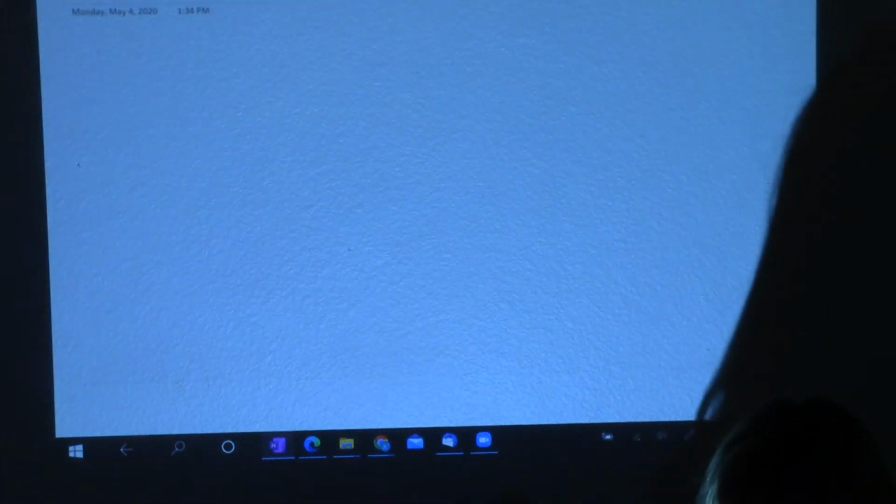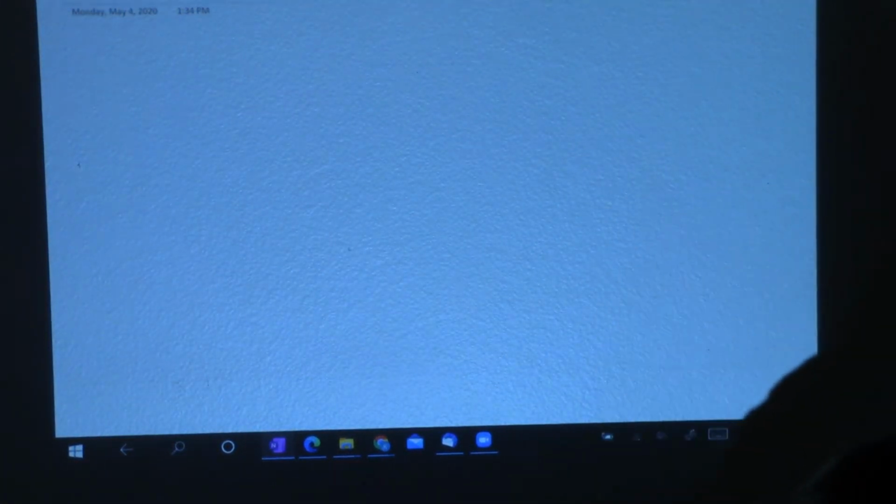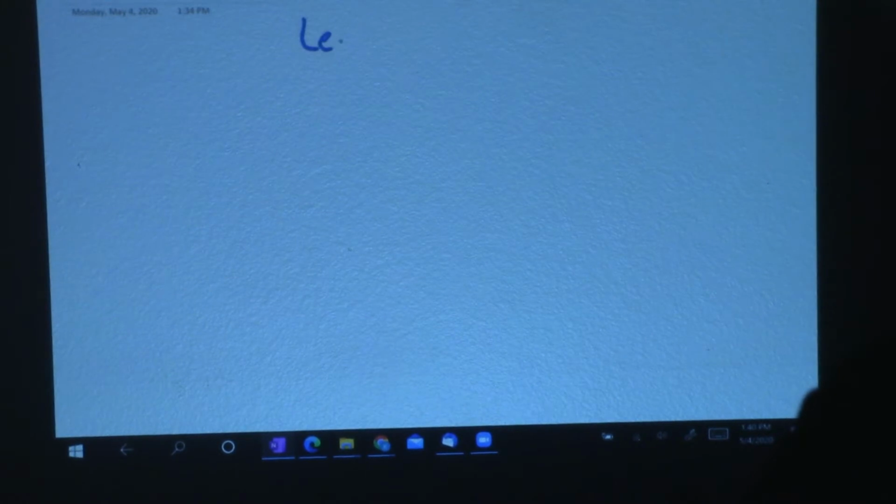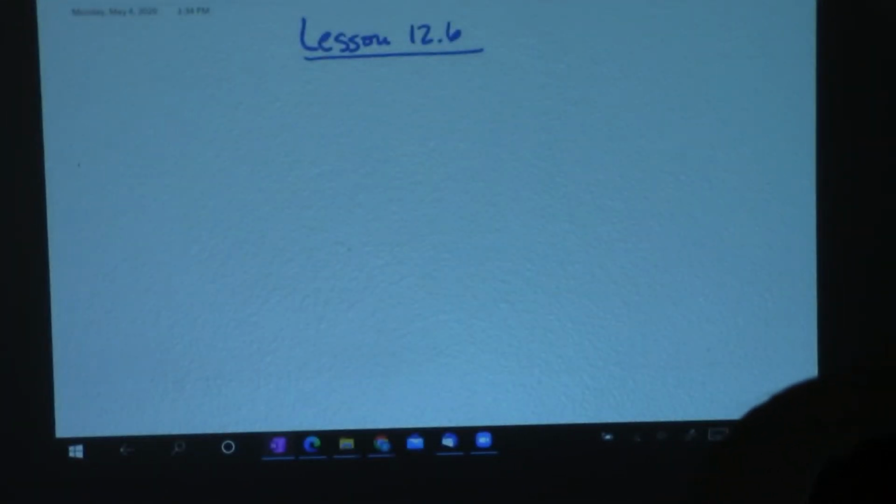Okay, so let's get started. Here is the overhead, and this is lesson 12.6, adding and subtracting rational expressions. We've done the multiplying and the dividing, and so today we're going to do some adding and subtracting.